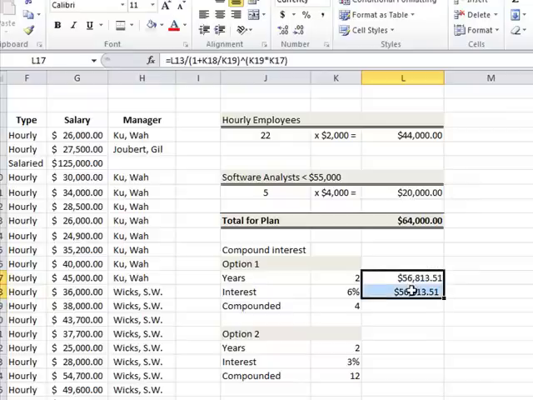So there's option 1. We came up with the same number. That's a pretty good indication that you must have done it right.